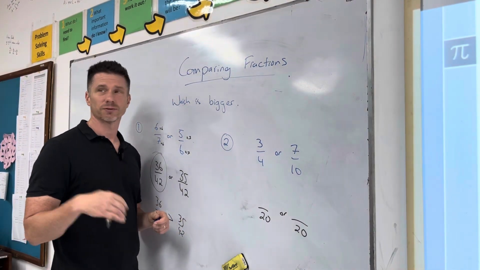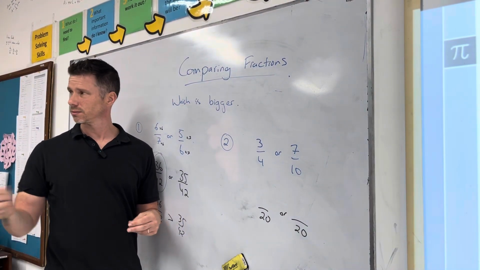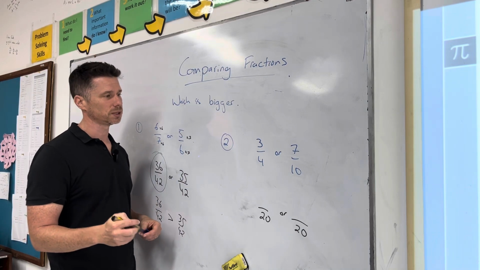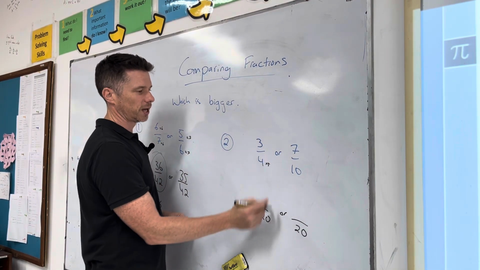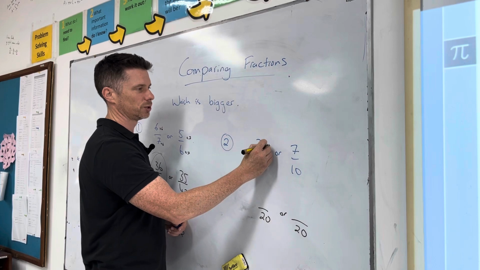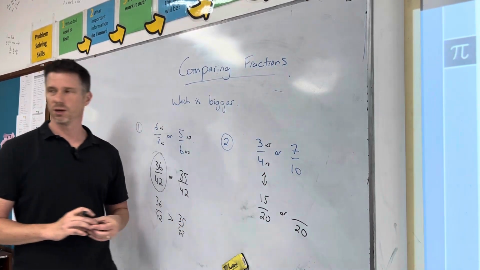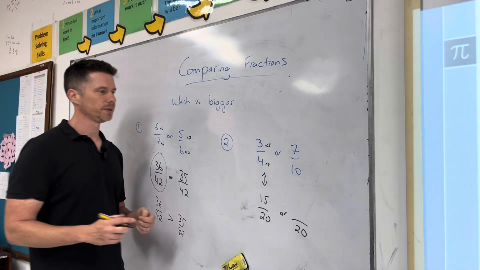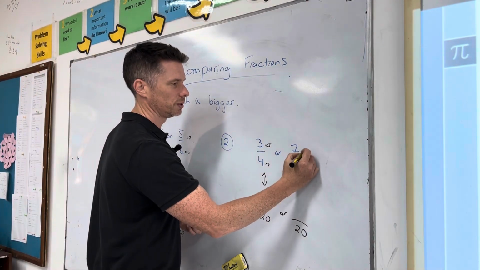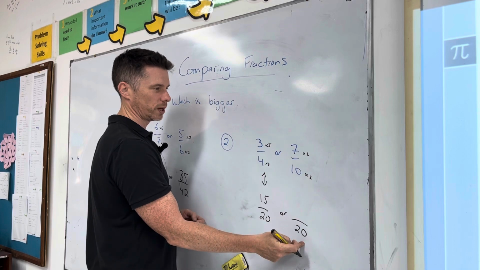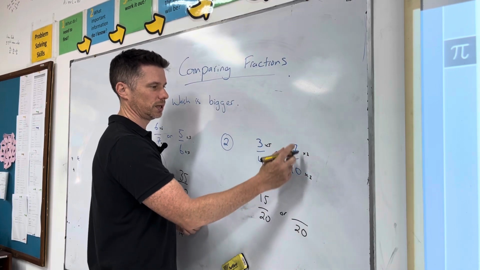Get used to that, because in fractions, in adding, subtracting, you'll have to simplify afterwards otherwise. So this is multiplied by 5 to get to 20. So the numerator is multiplied by 5 and 15. These two fractions are equivalent. They are the same. 3/4 and 15 over 20. This one just multiplied by 2. So 10 times 2 is 20, and we have 14.